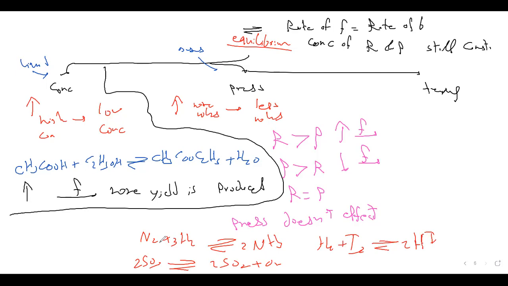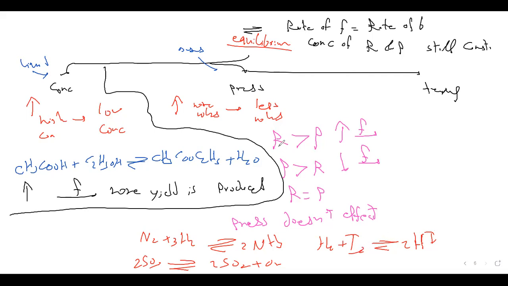In the first one, there is 4 moles and 2 moles. By increasing pressure, the reaction moves to the lesser number of moles. In the second one, the number of moles of products is greater than reactants, so we must decrease pressure to make the reaction move forward and more heat is produced. In the third one, the number of moles is equal on both sides, so pressure doesn't affect.